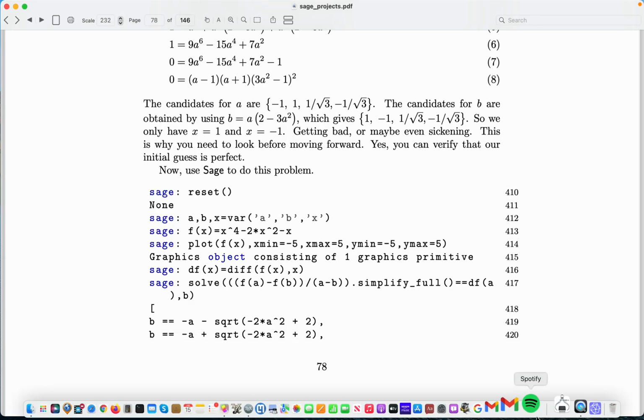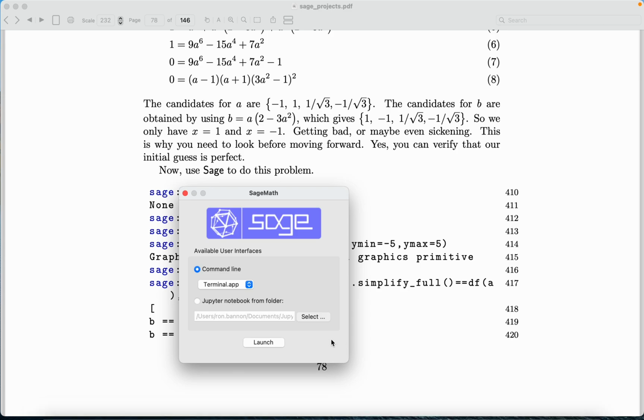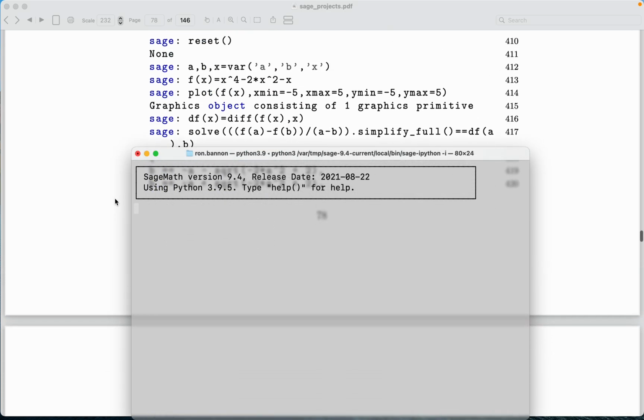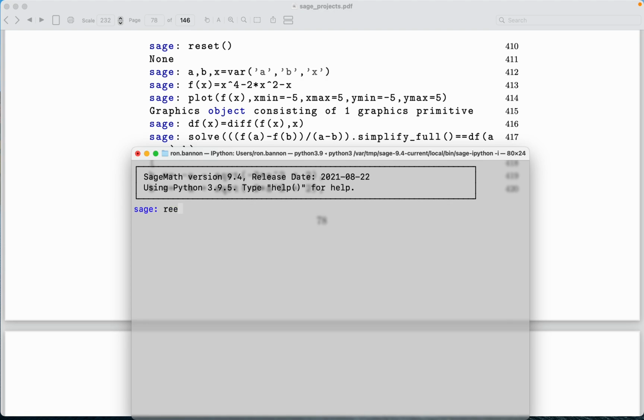I'm going to open up my terminal. Let's open up Sage, like this over here. I'll click on Sage. I'll open my terminal, launch it. Again, command line terminal. I'm not doing Jupyter. Let me scroll this up and reset. Oops. Don't be discouraged if this takes time.